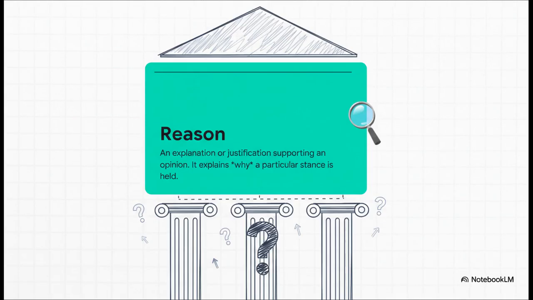Okay, so an opinion can't just hang there by itself. It needs support. That's where the reason comes in. The reason answers that all-important question, why? Why should you believe their opinion? It's the bridge that connects their idea to the proof.